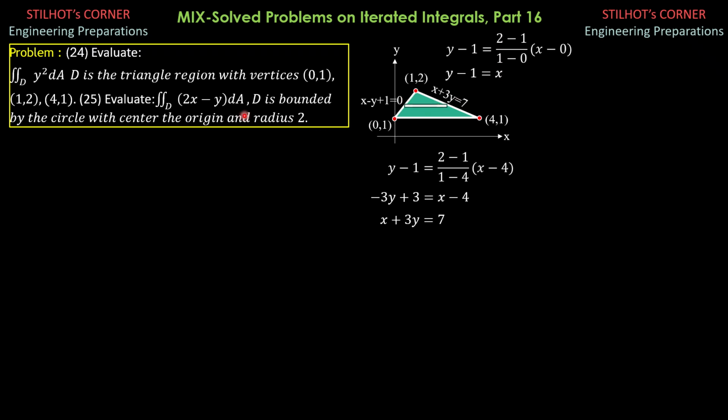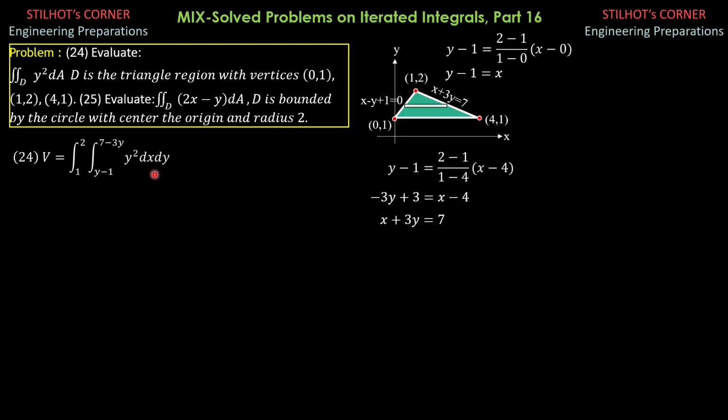So volume, this is interpreted as volume, equals integral of quantity 2x minus y dA. So we make x as inner variable, then the outer variable y. That's why the outer limits 1 to 2. Now, inner limits would be x of this side, which is y minus 1. Then my upper limit would be the x of this side, which is 7 minus 3y. So volume equals integral 1 to 2, integral y minus 1 to 7 minus 3y of y squared dx dy.